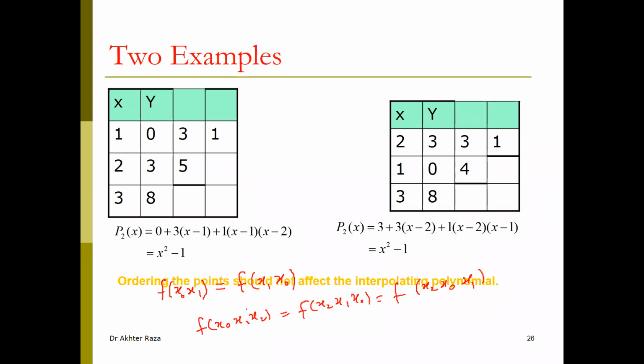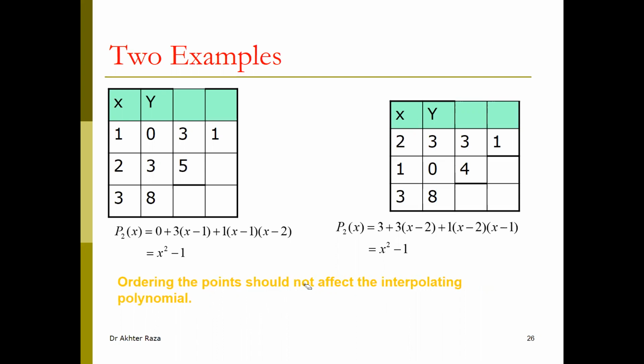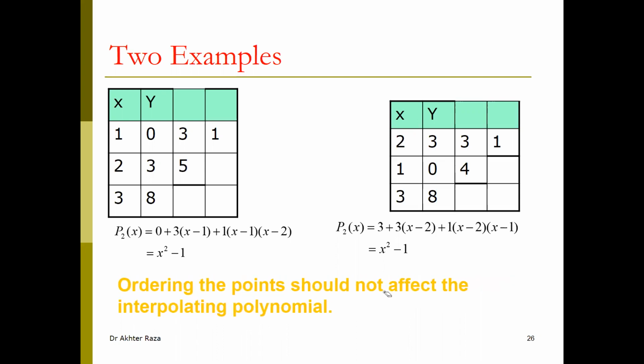Ordering the points should not affect the interpolating polynomial. This is the one conclusion about this identity. What the identity says is that if we change the order of the entries in the divided differences, the value will not change. All values remain the same. Ordering of the points should not affect the interpolating polynomial.